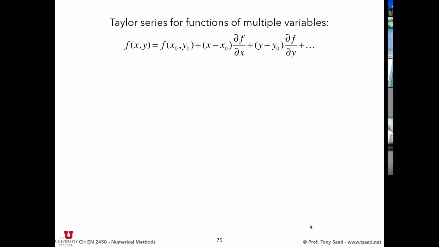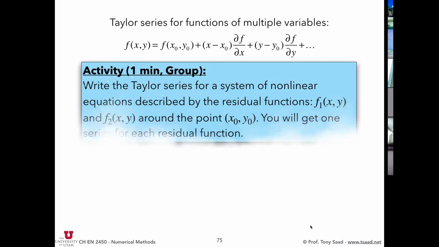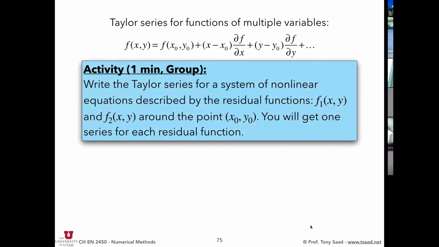Now, your next step is to write the Taylor series for the system of nonlinear equations described by f1 and f2 around point x0, y0. Hint: we're going to take x0, y0 as our initial guess. If you did the work for Newton's method for a single variable, the same thing applies here for these two variables. So just write the Taylor series for f1 and f2, substituting what I have for the Taylor series around x0 and y0. You've got about 1 minute.